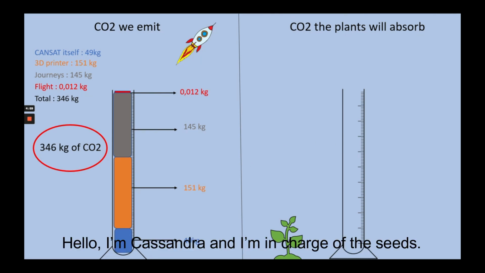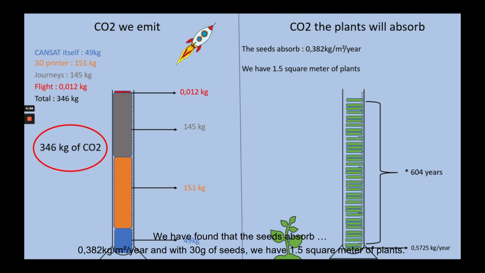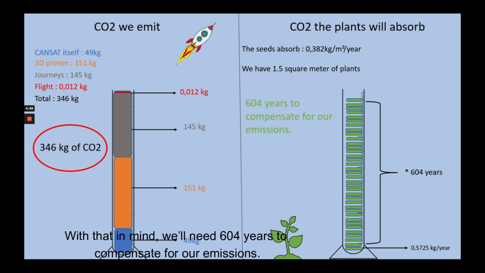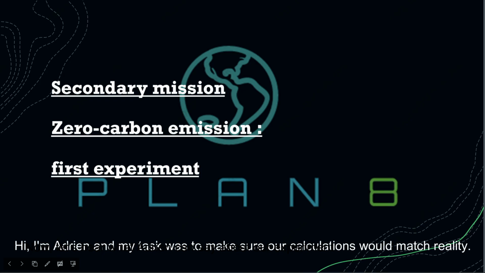Hello, I'm Cassandra and I'm in charge of the seeds. We have found that the seeds absorb 0.382 kilograms of CO2 per square meter per year, and with our 30 grams of seeds, we have 1.5 square meter of plants. With that in mind, we'll need 604 years to compensate for our emissions. Now, let's hear what Adrien can say about our experiment.